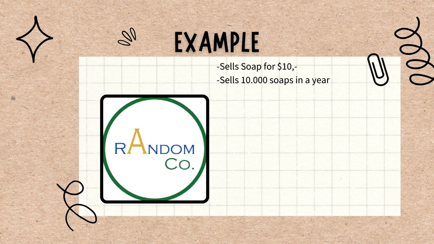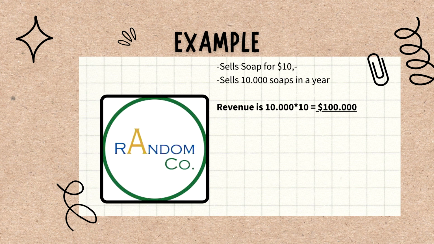Let's take a hypothetical company as an example. Say this company is selling soap for $10 a piece and sells 10,000 bars of soap in a year. This means that the total amount of money that's coming in, which is also known as the revenue, is 10,000 times this $10 a piece, which is $100,000.